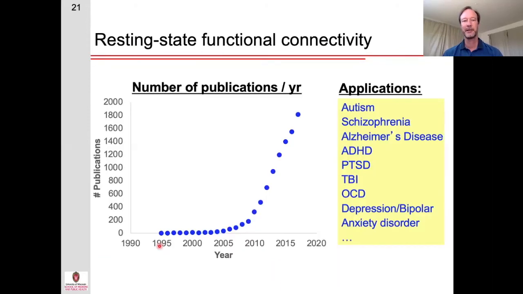So if we look at the number of publications per year using resting state functional connectivity, it started first in 1995. There's a small handful of papers, and then really it just took off in the mid-2000s. And now you're seeing thousands of papers being published each year using this particular technique. And this has been applied to lots of different disorders, pretty much any mental disorder or condition people are looking at using resting state functional connectivity.